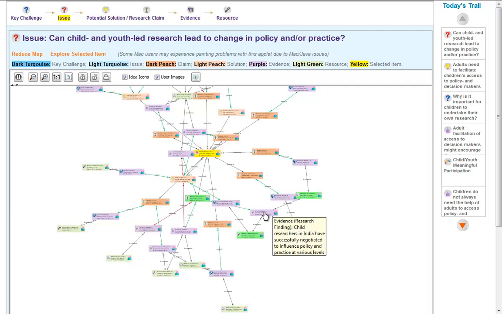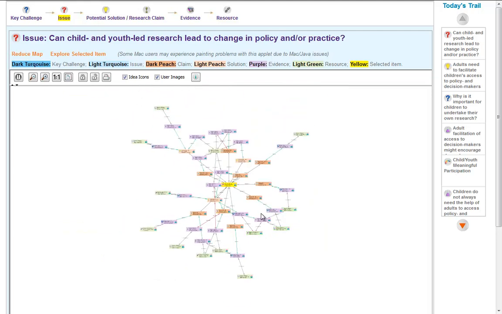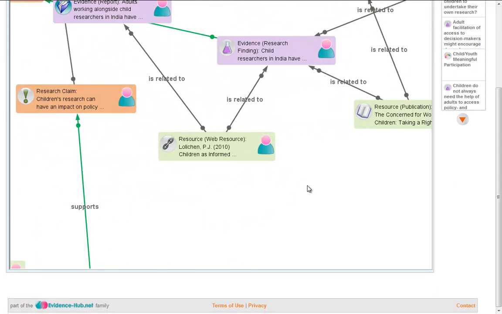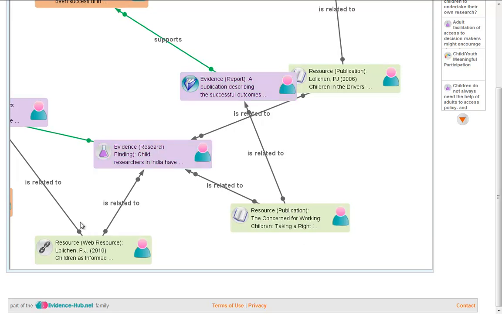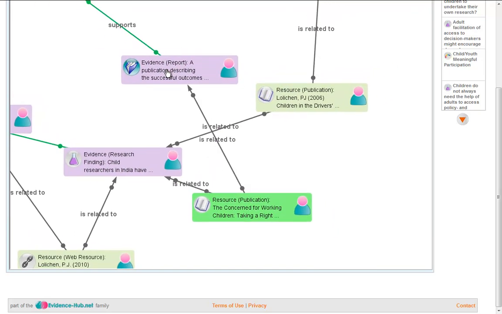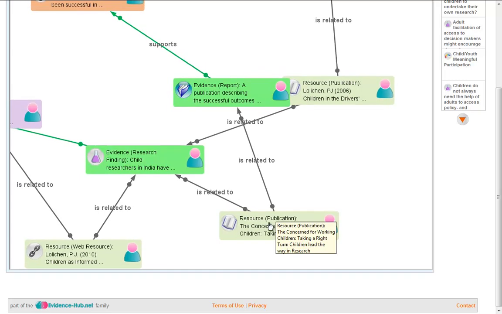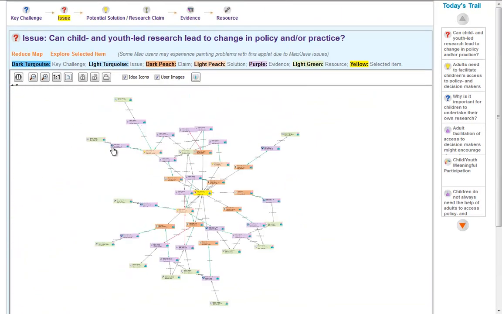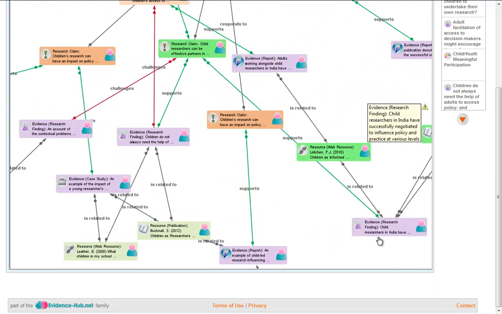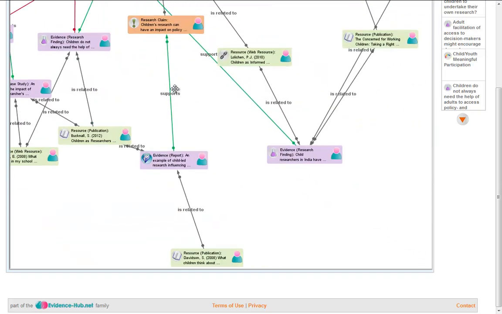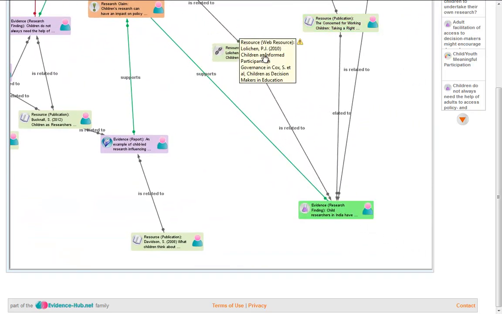And we can also see that this particular piece of evidence is quite well connected to a number of resources, whereas this one is connected to just one. So we're providing a number of views which will support you in analyzing the literature. If you lock down the nodes, then you can actually zoom in on a node that's of particular interest and pull it out to explore in more detail its connections.